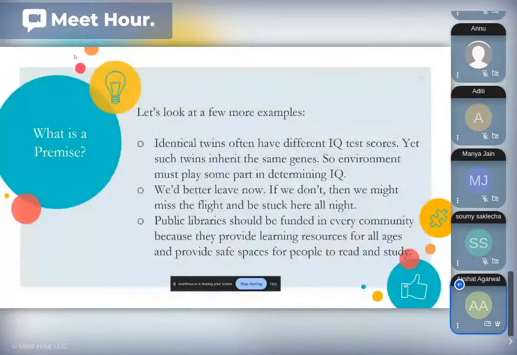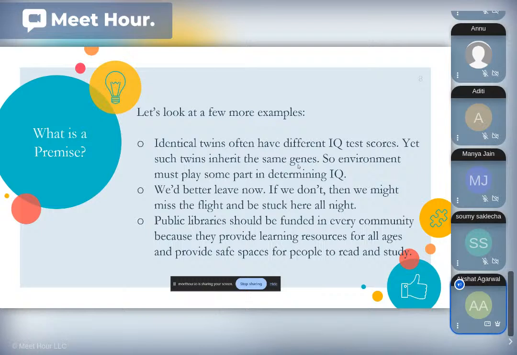Anyways, my point being, if you look at this first example, the one with the identical twins, basically the author's final argument is that environment plays a role in determining IQ. Now, what are the reasons which the author gives? The author says that identical twins often have different IQ test scores, yet they inherit the same genes. So this is the reasoning part which the author has given, and that is your premise.